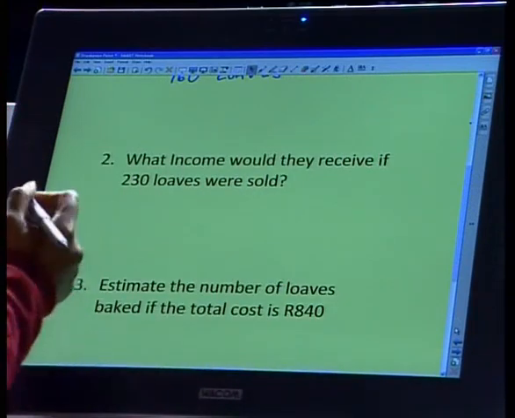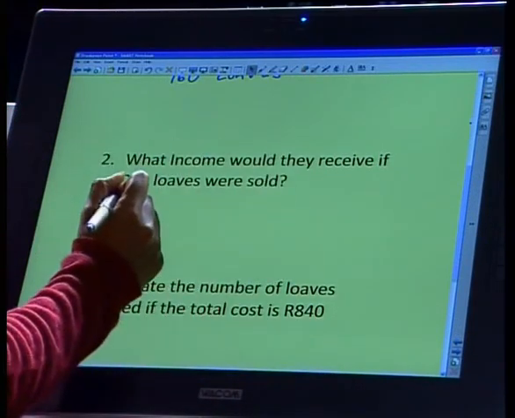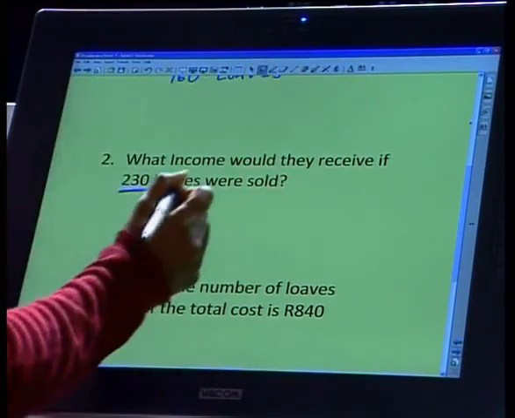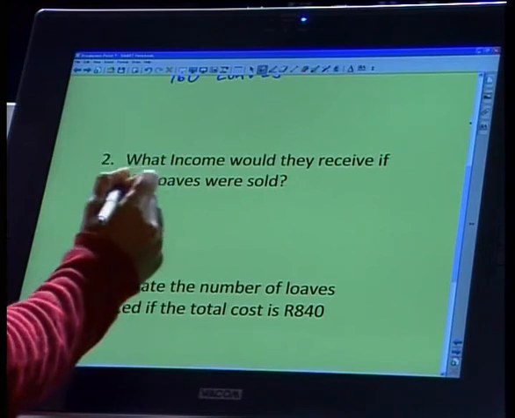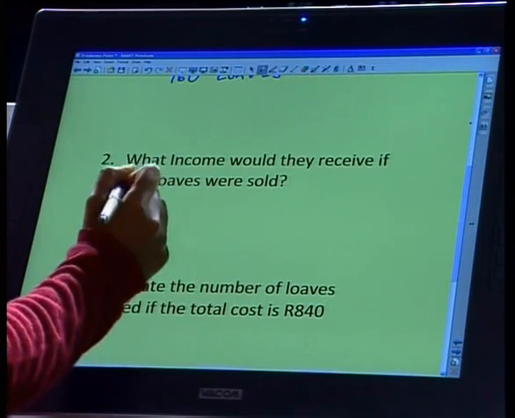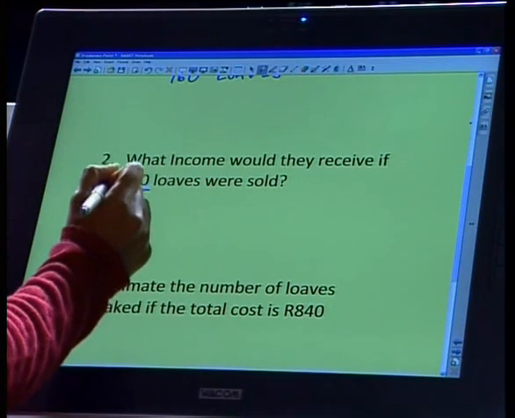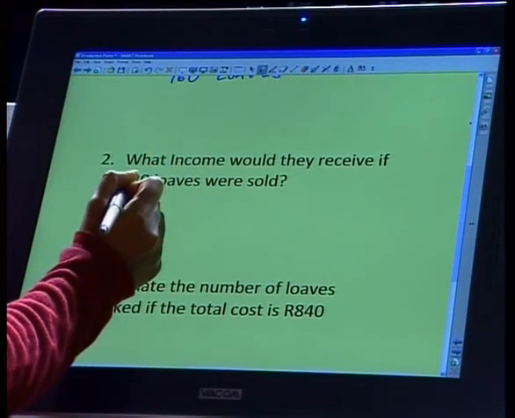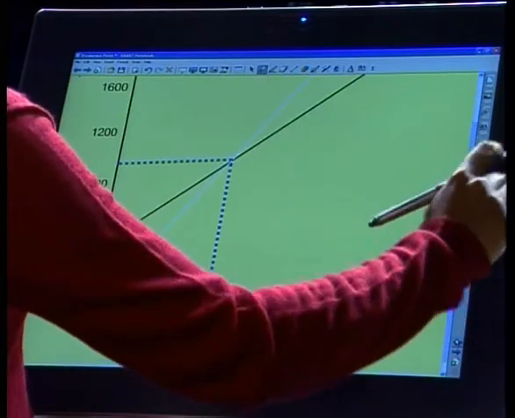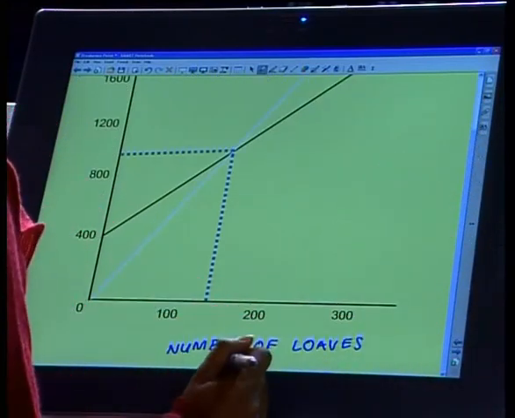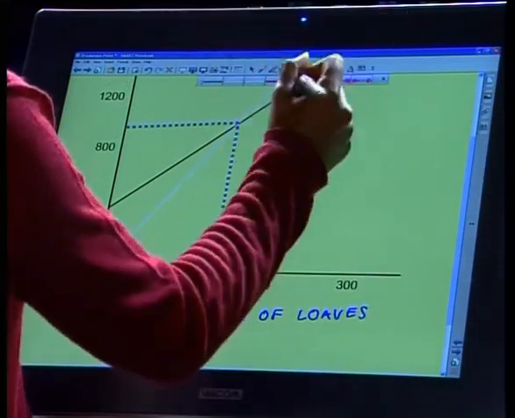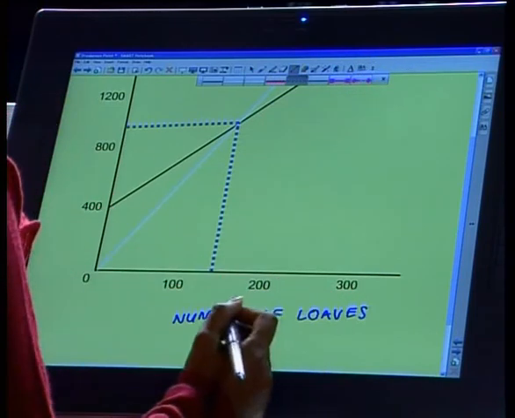Here they want to know what income would they receive if 230 loaves were sold. So all we have to do to read off from the graph is we go to the loaves side of the axis, which is the x-axis, and we'll see where the 230 loaves line hits the income line. So we go to our axis, we're looking at the number of loaves, which is the horizontal axis, and we're literally going to draw a line and read across as we did with question one.